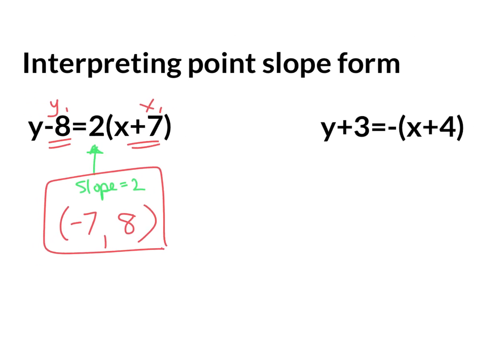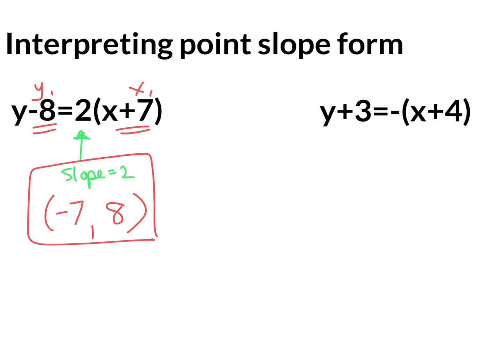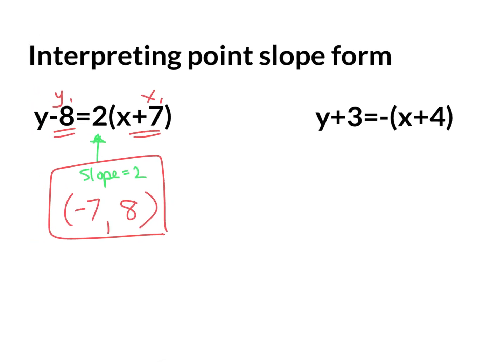All right, take a second to pause the video and see if you can figure out the slope and the point for this other equation. All right, the slope again is sitting in front of this set of parentheses, so my slope here is going to be negative 1. And again, x and y, but I'm going to use opposites, so my coordinate is going to be negative 4, negative 3.